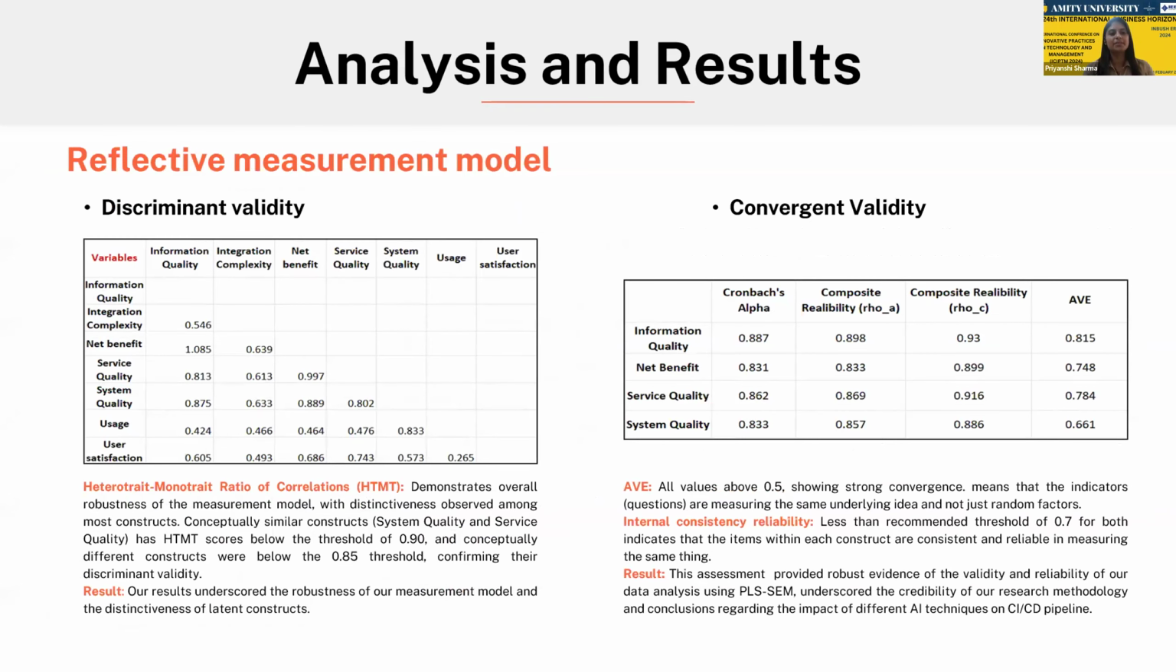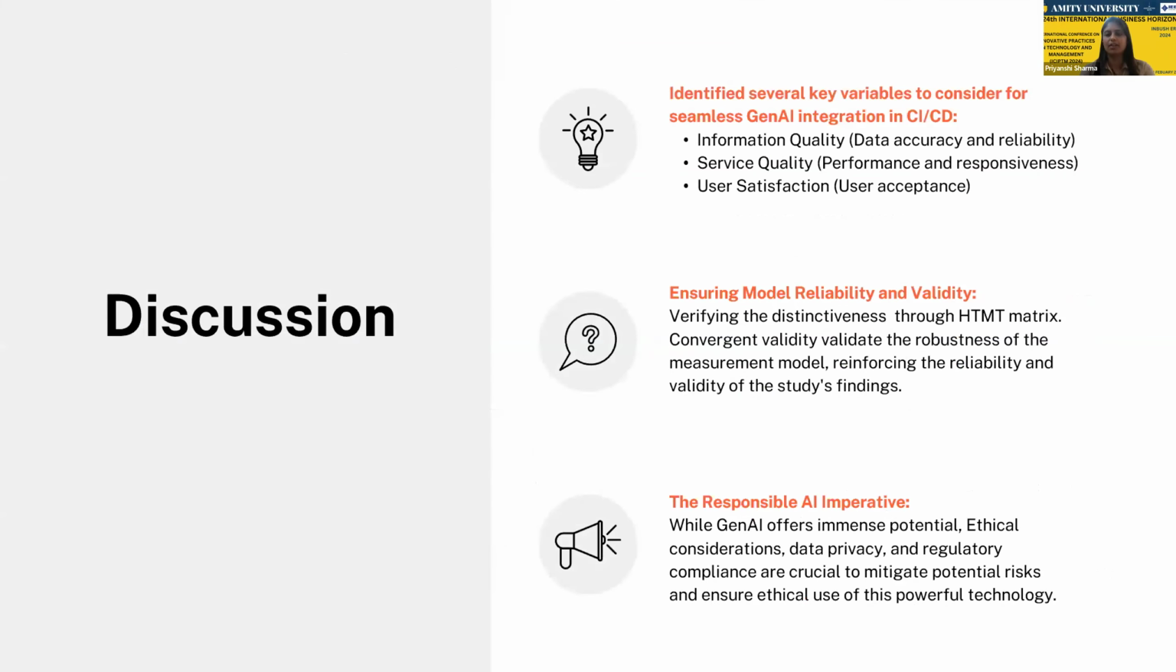Talking about the reflective measurement model, for the discriminant validity, we can see all the values are less than 0.9, which shows that our model is robust, and it also shows the distinctness of the latent constructs. For the convergent validity, all the AVE values are greater than 0.5, and internal consistency values are greater than 0.7. So this shows the validity and the reliability of our model.